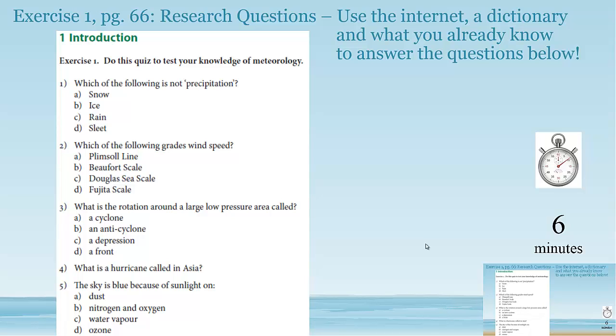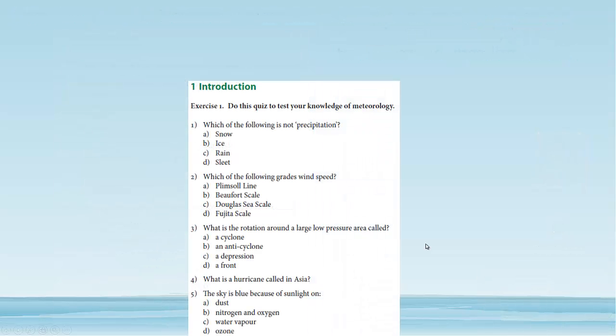Okay, let's look at the answers then to these research questions. The questions have to deal with your knowledge of meteorology. If you can just repeat that word, meteorology. And that means weather. It's a fancy word for weather. So the first question, which of the following is not precipitation? Can you repeat that word as well? Precipitation. One more time. Precipitation. I've got the definition up here in the left-hand upper corner.